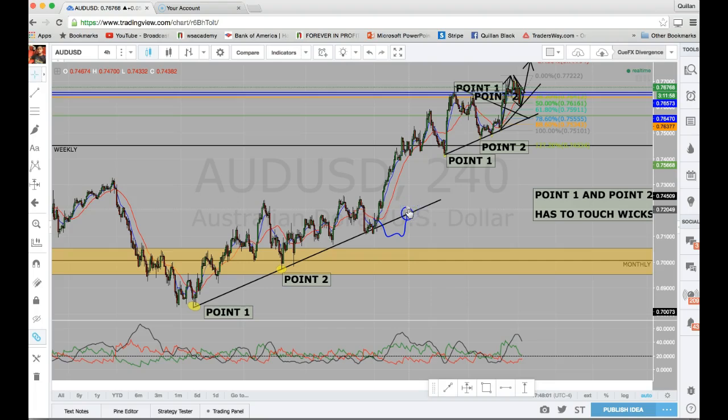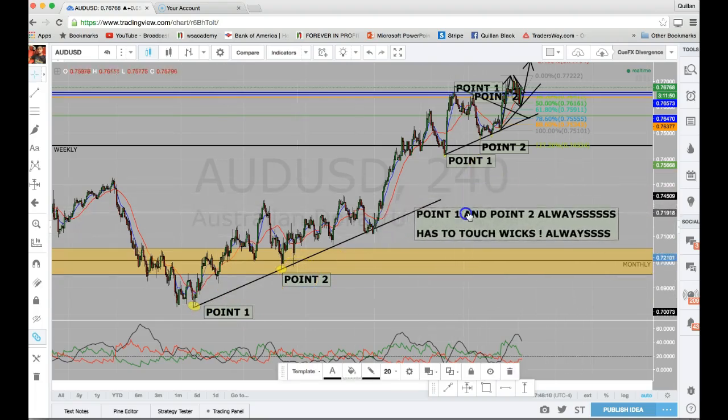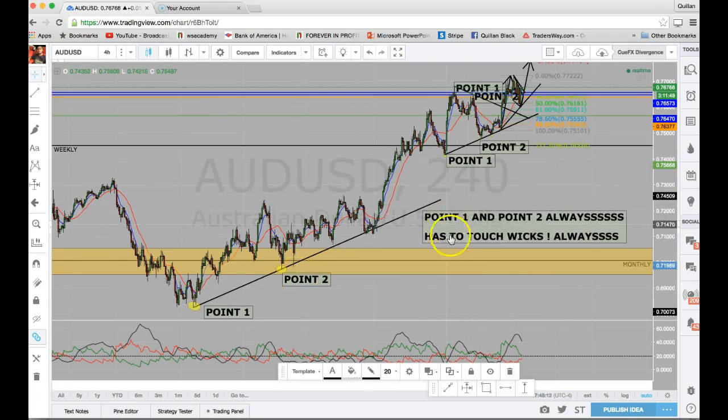Overall, that was a quick video just to show you guys how to draw your trend lines. Point 1 and 2 are the main points that have to touch wicks always. You could draw them on your hour chart if you need to, but for your overall markups, you could do it on a 4-hour chart or a daily chart, and then go from there.